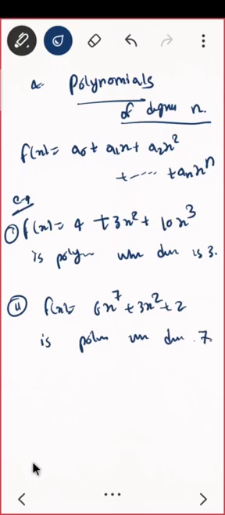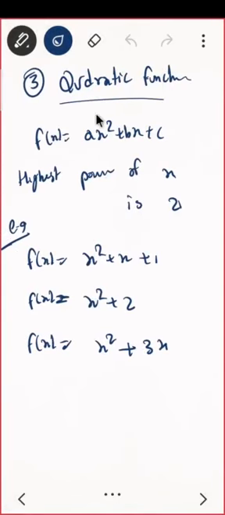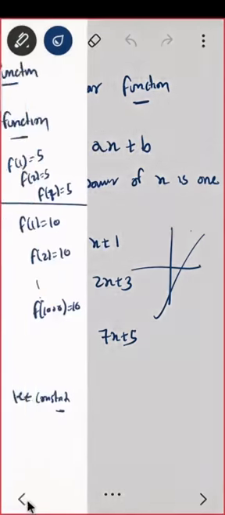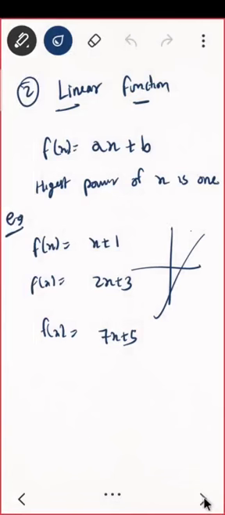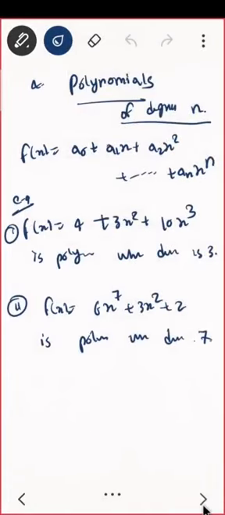Correct? So that means what? Everybody, this is also a polynomial where degree is 2. So actually a polynomial with degree 2 is called a quadratic function. A polynomial with degree 1 is called a linear function. This is also a polynomial for me, correct? Polynomial with 0 degree, 0 degree actually we don't consider, so I keep the constant function separate.